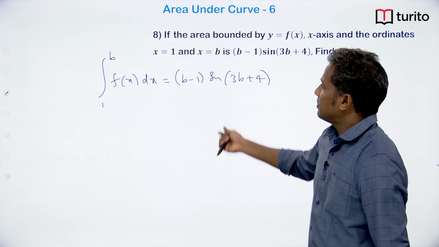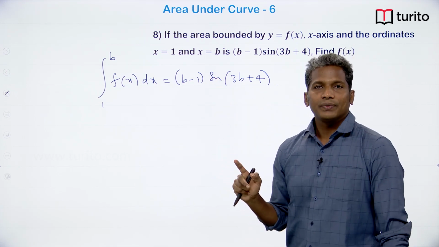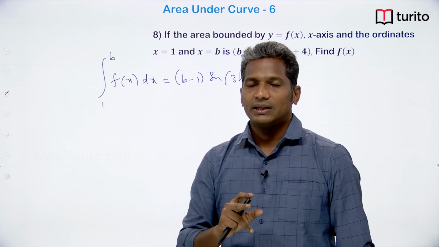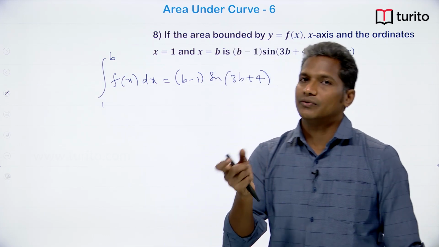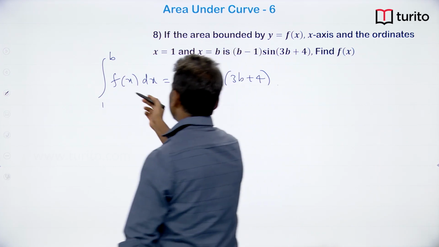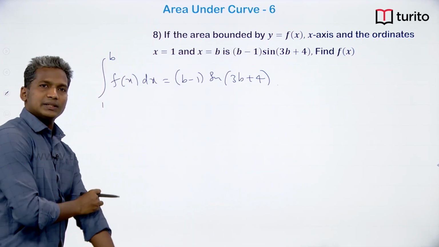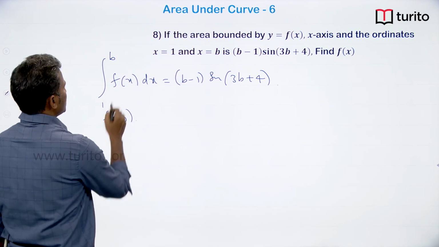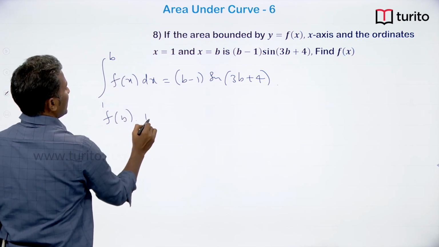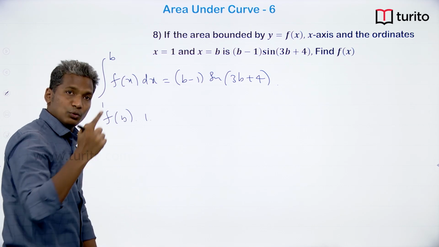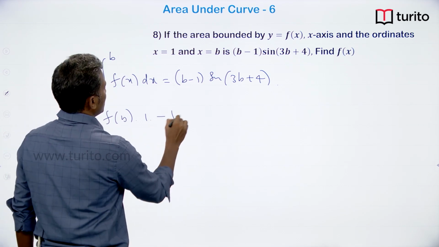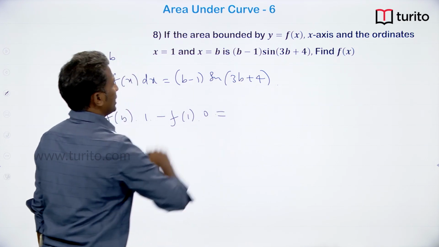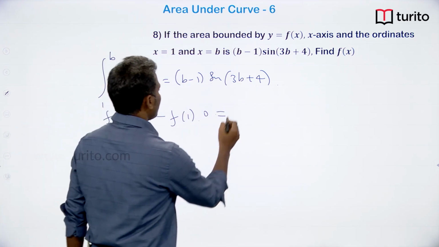But because b is a parameter here, we can differentiate this with respect to the parameter on both sides and get the function in terms of b. So if I differentiate both sides, in the LHS we have to apply the Newton-Leibniz theorem. So put in the upper limit and the derivative of the upper limit with respect to b, minus the lower limit into the derivative of the lower limit, equal to the derivative of the RHS.